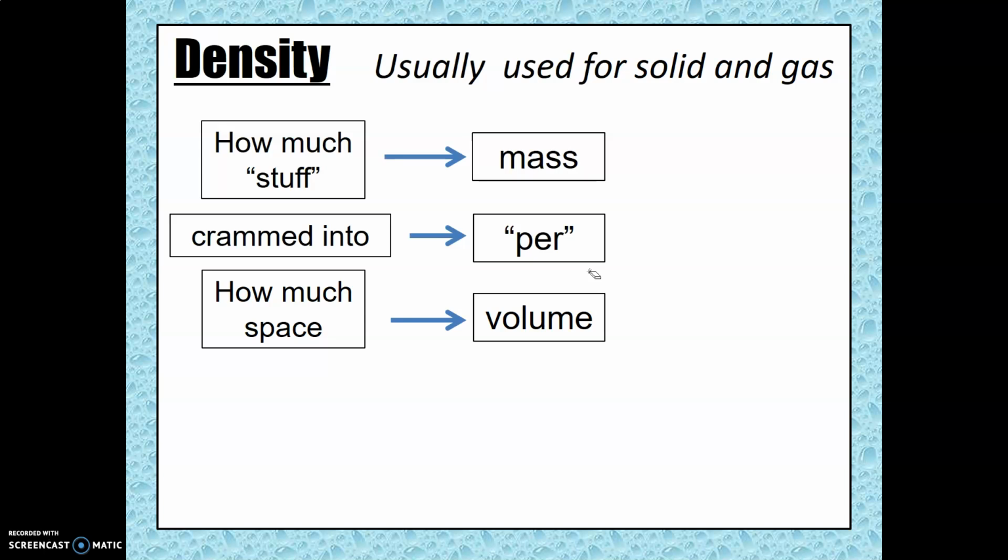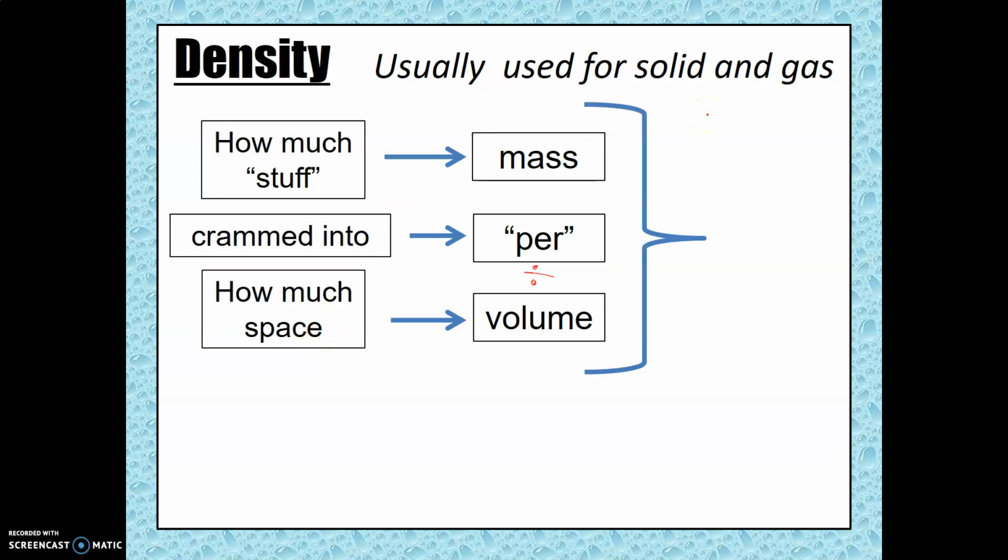So if you remember from your math class, when you have the word per, that's implying that you're going to have division happening. So how much mass is fitting in a certain volume? How much mass do we have per volume? How much stuff crammed into how much space?